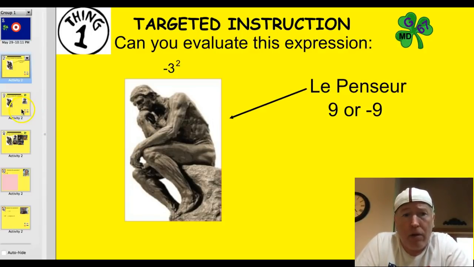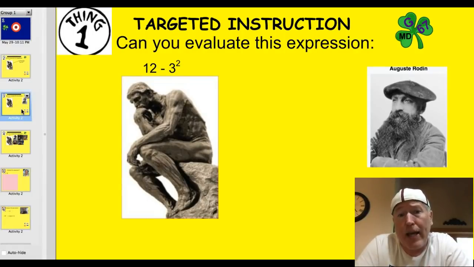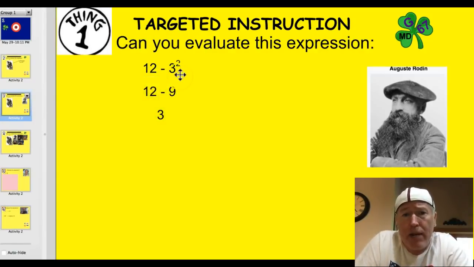Let's take a look at it in another sense. What if I said, what is 12 minus 3 squared? Would you know how to solve that problem? Auguste Rodin, the sculptor of Le Penseur, would know. He would say it's just 12 minus 9 because you have to apply the order of operations. You have 3 squared, which is 9, and you subtract it from 12. Therefore, it's equal to 3.